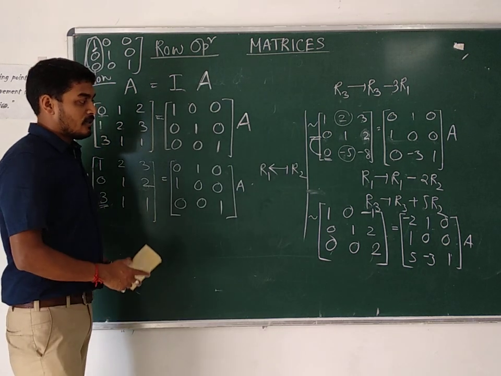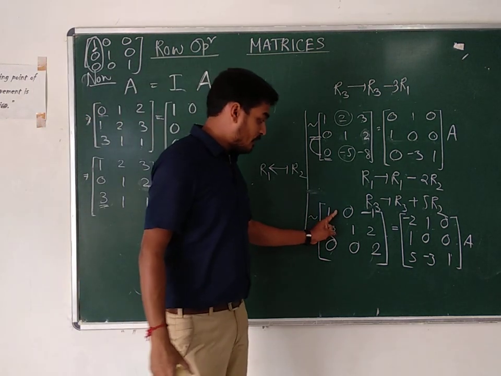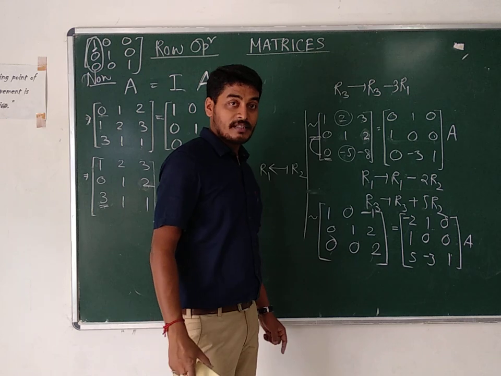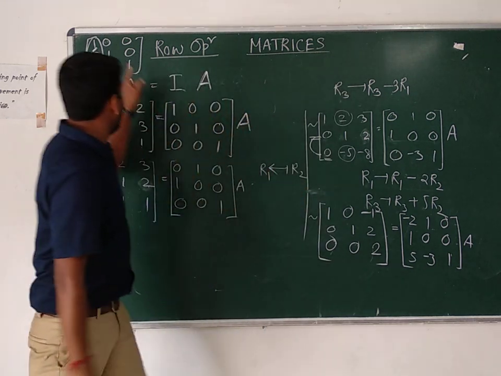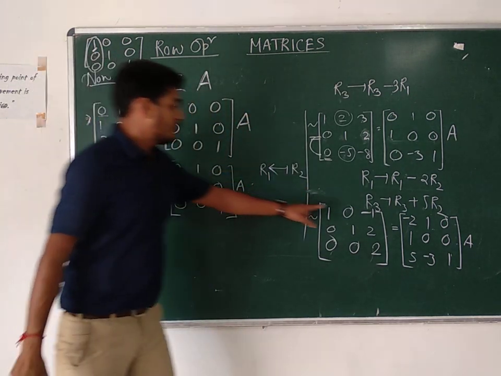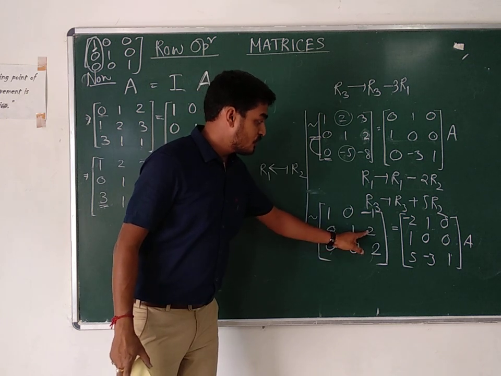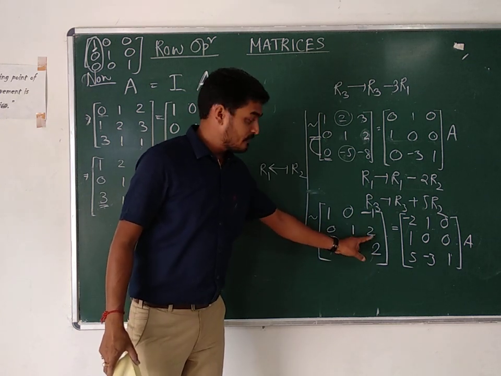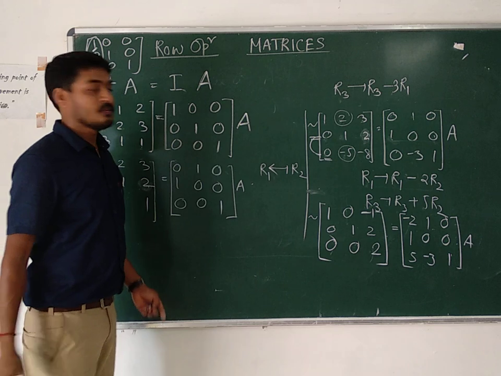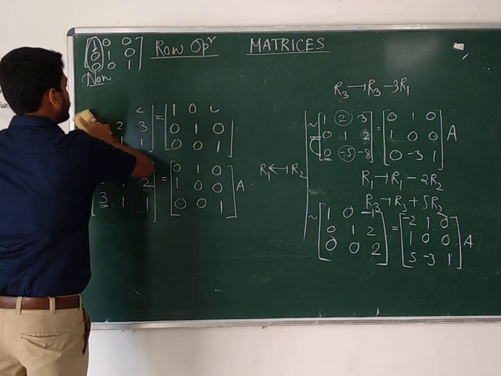Okay, now remember, what is our aim? Our aim is to make it an identity matrix. So, the identity matrix is 1, 0, 0, 0, 1, 0, 0, 0, 1. So, that has a problem.